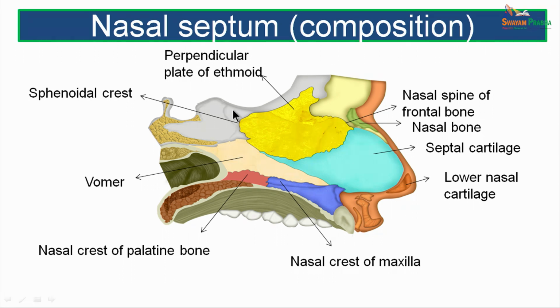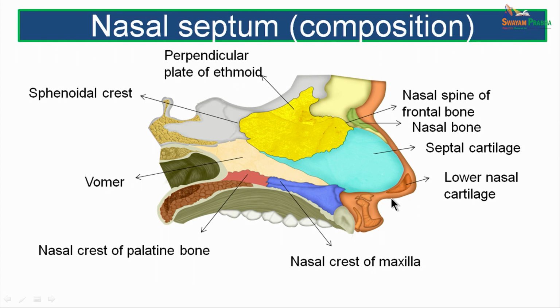The same is seen here in this picture. Postero-superiorly, perpendicular plate of ethmoid bone, postero-inferiorly vomer, and antero-inferiorly septal cartilage and the lower nasal cartilage.